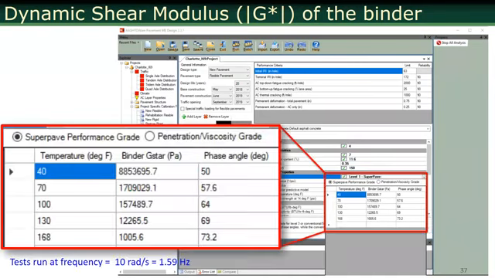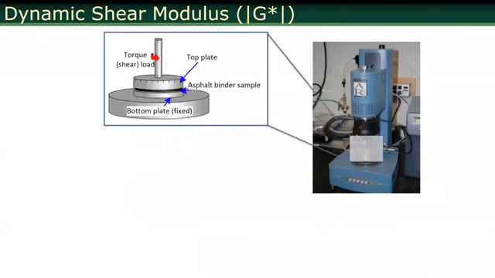So we use this device that we mentioned yesterday. This is also a close-up view. You can see the G star of the binder ranges from almost 9 million pascals to 1,000 pascals when you move from 40 Fahrenheit to 168 Fahrenheit. Pretty big difference. We talked about this a lot yesterday, but today let's also cover this quickly.